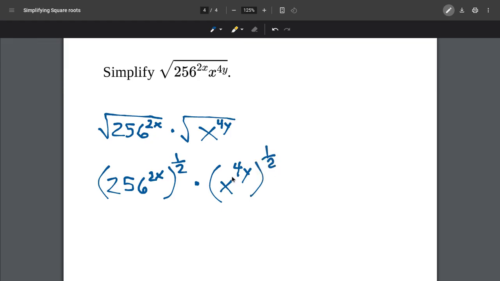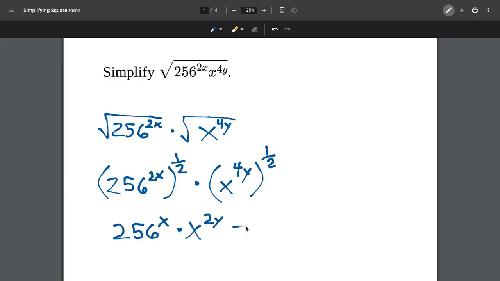So now when we do a power of a power, we're going to multiply the powers together. So 2 divided by 2 is 1, so this just becomes 256 to the x power times 4 divided by 2 is 2, so x to the 2y power.